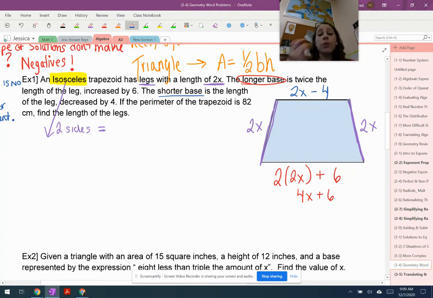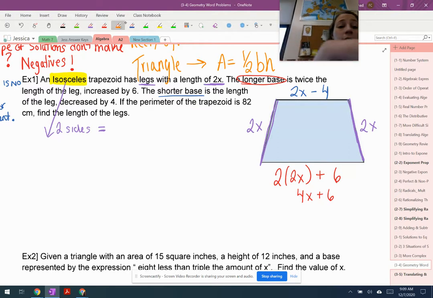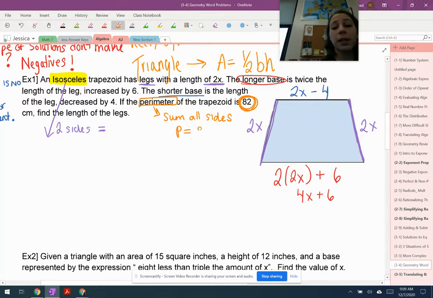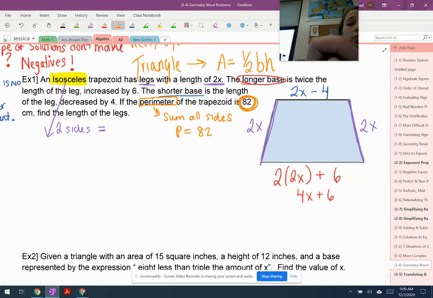So now, they give us one last piece of information. They tell us that the perimeter of the trapezoid is 82 centimeters. So perimeter, again, means you sum all of those sides. So I'm going to use that fact, that 82, to create an equation. They're telling me P equals 82. Well, I find the perimeter by adding those sides together, which I'm going to use the expressions that I have.